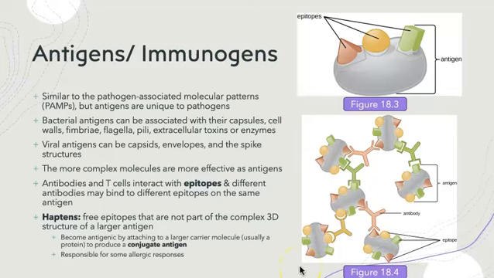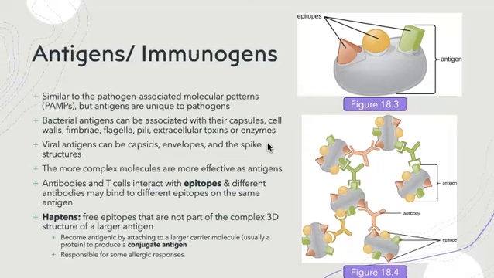And so if we want to think about the specific antigens that we will see on bacteria, we're going to think of the capsules, the cell walls, fimbriae, flagella, pili, extracellular toxins that they may secrete, or enzymes. And when they're viral, it could be related to the capsids, envelopes, and the spike structures.